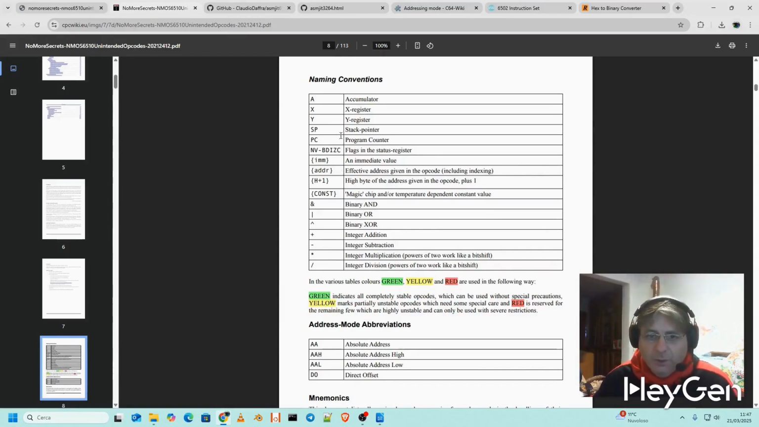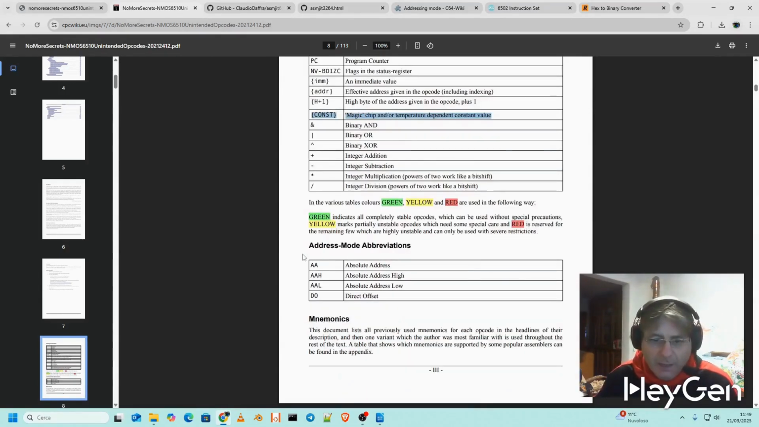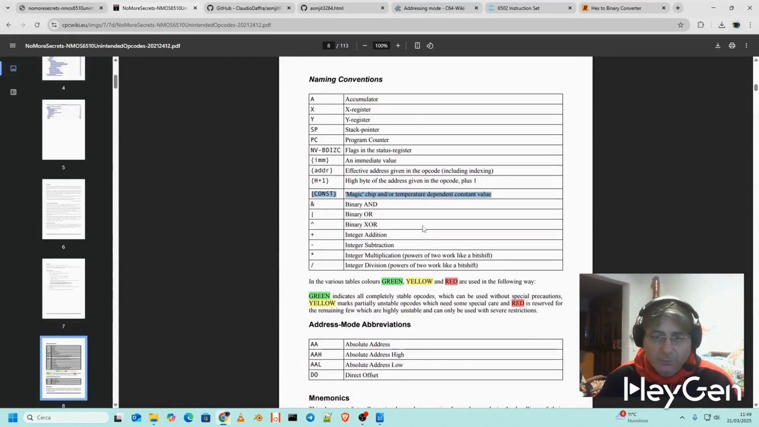And we will still refer to this very brief table. A stands for accumulator, then the two registers X and Y, the stack pointer, the program counter, and possibly the status flags. We will also refer to other types of addressing such as immediate and effective addressing, and a magic chip, a temperature-dependent constant value, because the chip temperature is included. Clearly, as I was telling you before, this value can vary in relation to the temperature and the particular chip or implementation, so it may vary from machine to machine. Obviously, this part is very complex and would require an engineer to explain it in more detail.